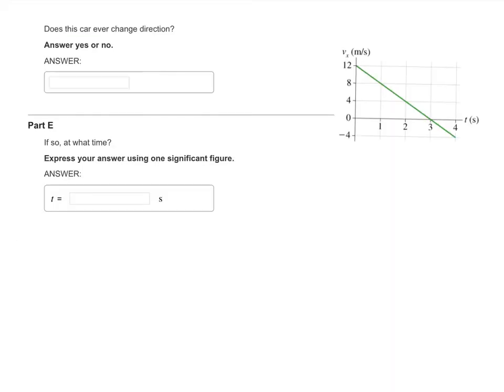Last two questions here. One is a conceptual one. Does the car ever change directions? So I'm thinking here about what that looks like on a velocity versus time graph. I know that changing direction simply means that the sign of my velocity changes. And on a velocity graph, that means going from the positive area above the axis to the negative area below the axis. And that does happen right at this point here. So do we ever change directions? The answer is yes. And it occurs at 3 seconds, where that graph crosses the x-axis.